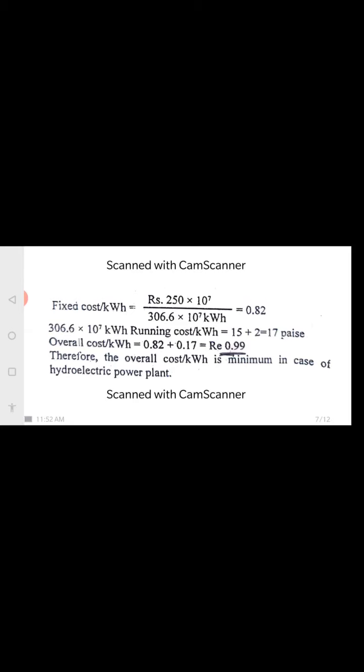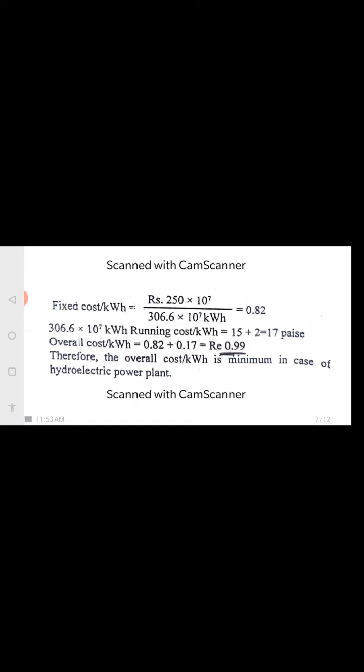Then you have the running cost also. What is the running cost? 15 paisa for operating cost, that is fuel, and then the transmission and distribution cost is 2 paisa. So 15 paisa plus 2 paisa is 17 paisa as the running cost. Then the total or overall cost per unit of power generation by the nuclear power plant is 82 paisa plus 17 paisa, that is 99 paisa.